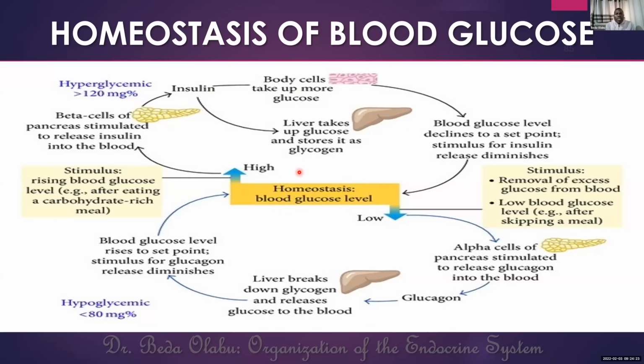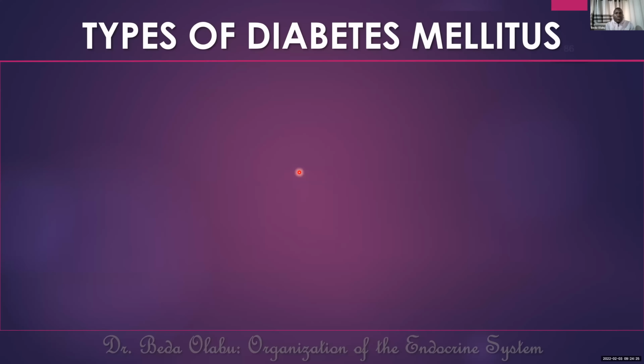As we talk about that, let's talk about some disorders of the pancreatic islet, the commonest one being diabetes mellitus. So diabetes mellitus is a condition where we have excess glucose. It's an endocrine disorder. It's a metabolic disorder characterized by high glucose levels.